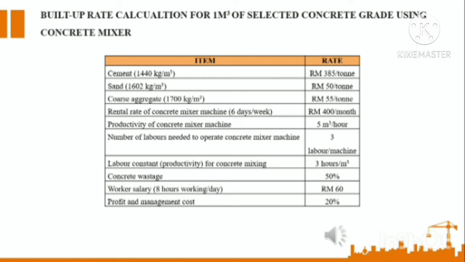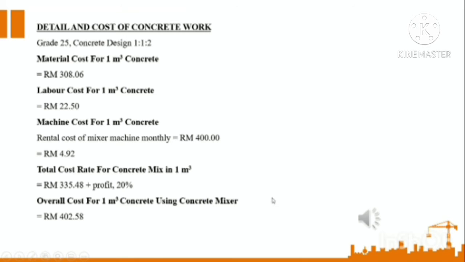Next, we move to build up rate calculation for 1 meter cubic of selected concrete grade using concrete mixer. The table below shows the schedule of rate, which includes material price and rental rate of concrete mixer machine. Next is detail and cost of concrete work. We are using concrete grade 25, which the design is 1 cement, 1 sand and 2 coarse aggregate. After we calculate, the material cost for 1 meter cubic concrete is 308 ringgit and 6 cent.